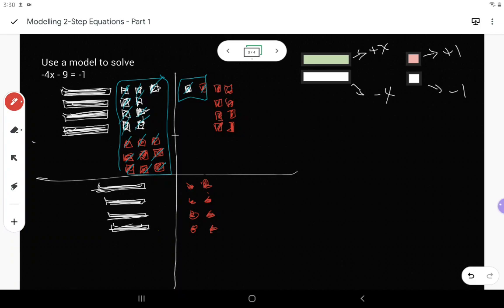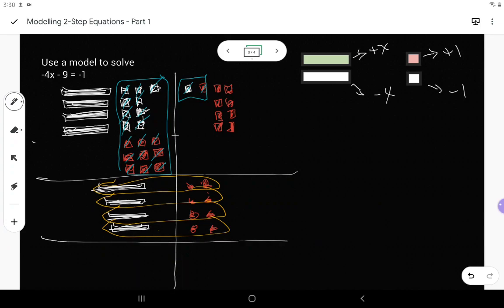Anyway, so now I have 4 equal rows. Yes, a negative x and 2 1s, a negative x and 2 1s, a negative x and 2 1s, a negative x and 2 1s. And we think that's awesome. Each row has a negative x and 2 red 1s. But this is a problem because right now my statement says negative x is equal to positive 2, and I don't want that.